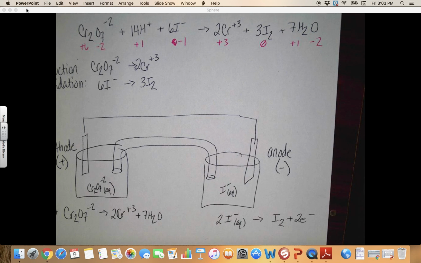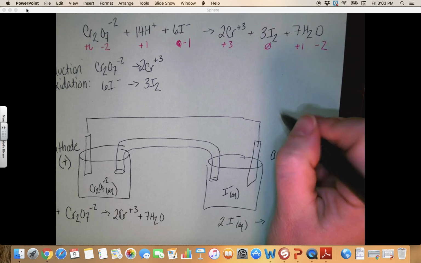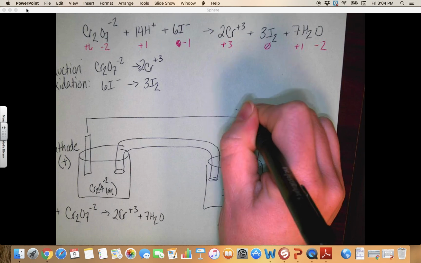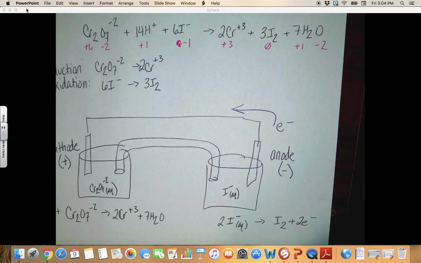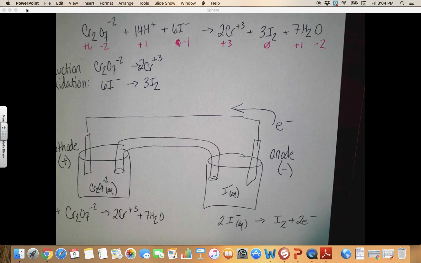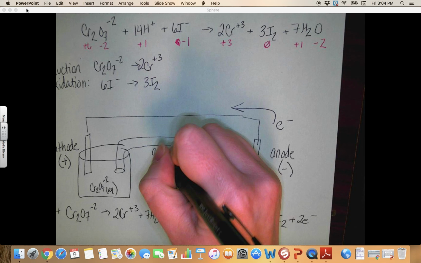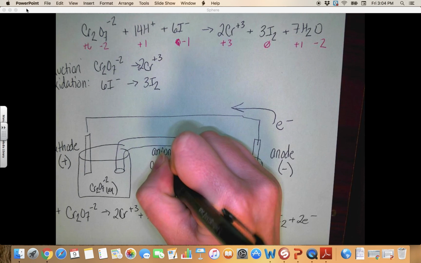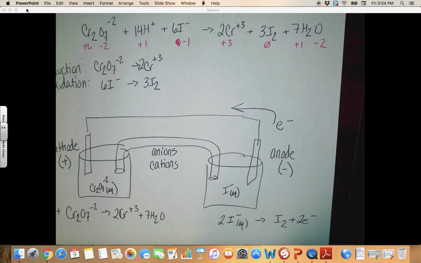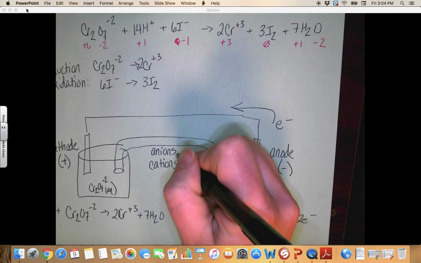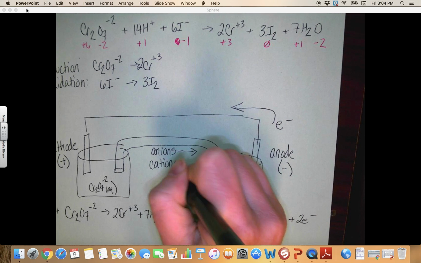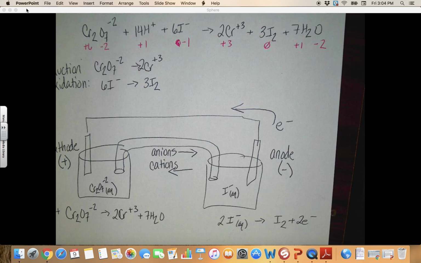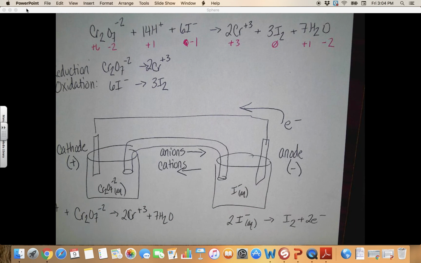Okay, and electron migration. Electrons are going to move from anode to cathode, which happens to be right to left on this one. And then the direction of ion migration, where we have our anions and we have our cations. Our anions move opposite the electrons. Our cations move the same direction as our electrons. And there you go.